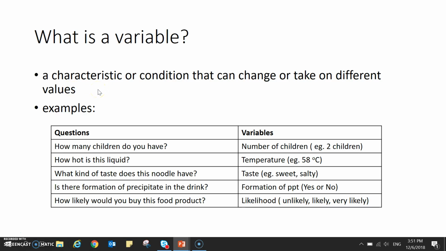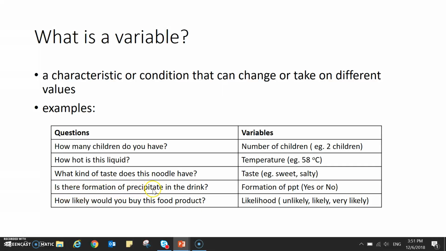For example, if you have a research question on how many children do you have, the variable that you will measure would be the number of children. If your research question is on how hot is this liquid, you will typically measure the temperature of the liquid. If you ask what kind of taste does this noodle have, then the variable that you will measure would be the taste.